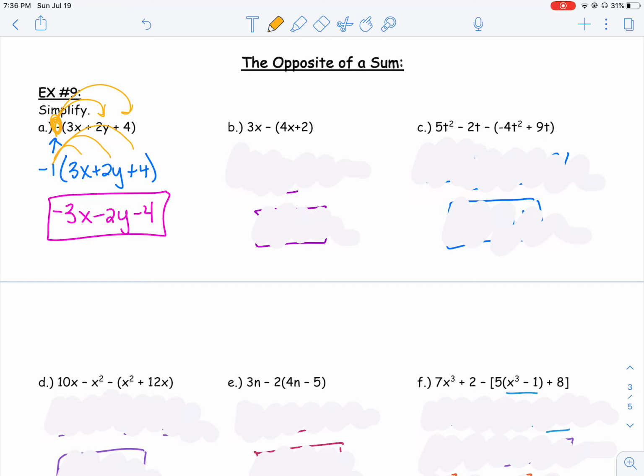But now look at B. Inside my parentheses, I can't really combine those terms because they're not like terms. But I do have a negative in front, or a negative 1 if you want to think of it that way.